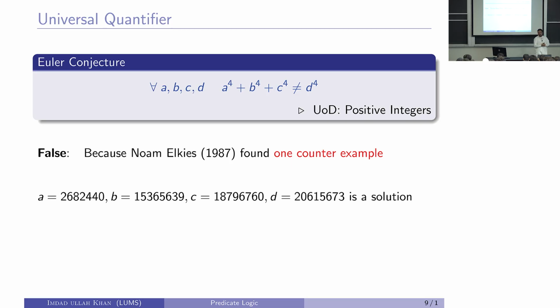So this is not true because of this one counterexample. Go home and plug these numbers in: the 4th power of a added to the 4th power of b and c will add up to the 4th power of d. One counterexample is good enough to show that this statement is not true.